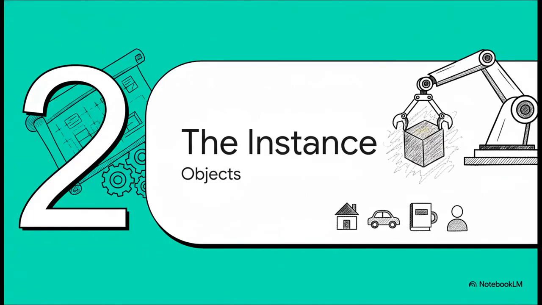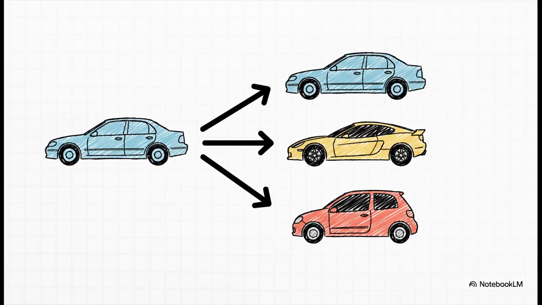All right, we've got our blueprint. Now for the fun part. It's time to actually build something with it. This is where we go from the abstract idea of a class to the concrete, real thing, an object. An object is what we call an instance of a class. It's the real deal. Using that one car blueprint, we can now stamp out as many individual, unique cars as we want. A blue Ford, a red Toyota, a black Honda, all from the same single plan.